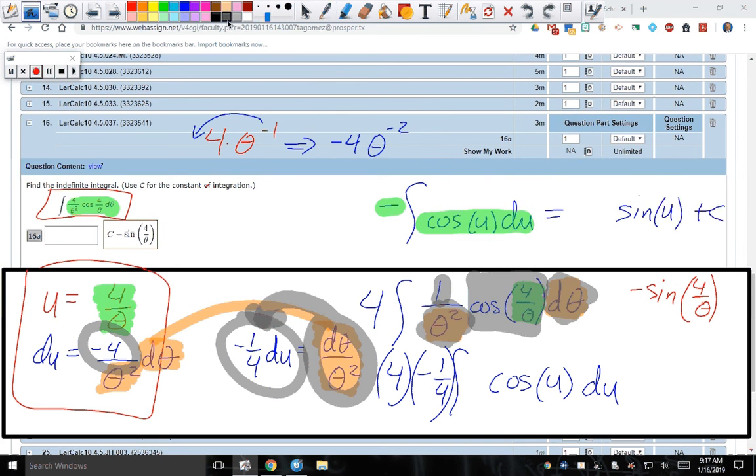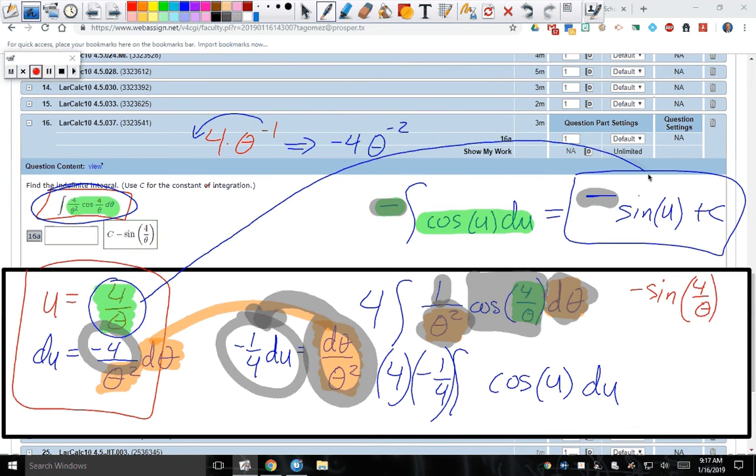But don't forget, constant multiple rule, you're going to attach this negative. That's where all these negative mistakes occur. This is almost my answer. The only difference is that this is written in terms of u, and we want it written in terms of theta. So I'm going to grab this theta piece that I originally assigned as u, plug it in, and I'm done.